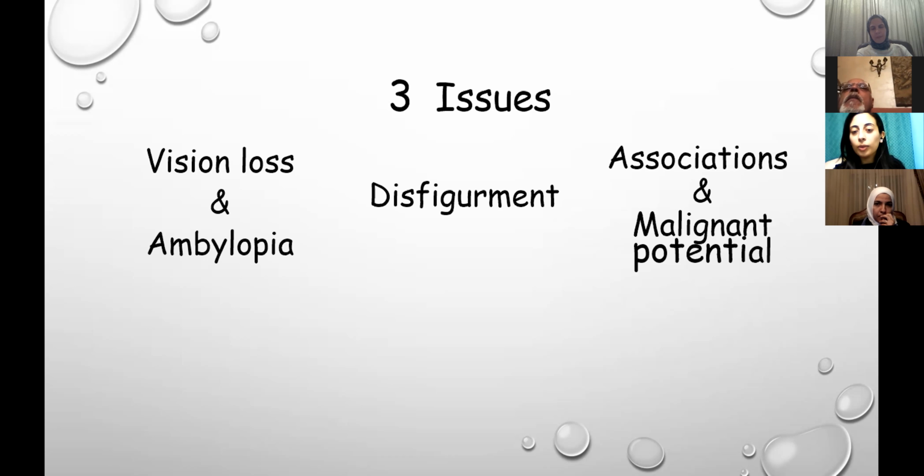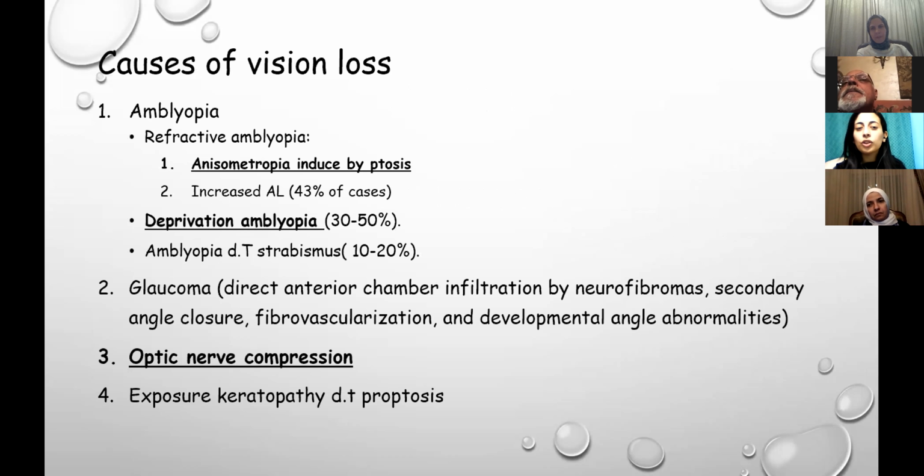We have the disfigurement. We have if there is an association or any malignant potential in such case. To look for the causes of the vision loss in this patient for the amblyopia. It's a refractive amblyopia. She has anisometropia. The anisometropia here is induced by ptosis or increased axial lenses. That's documented in some cases.